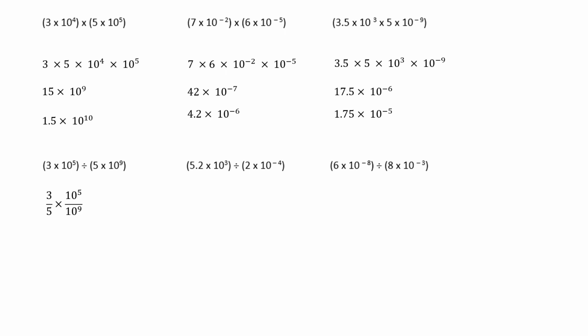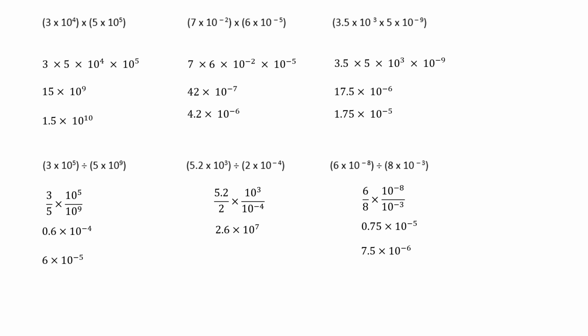We want to divide the numbers and subtract the powers this time. So 3 over 5 is 0.6, 5 minus 9 is minus 4. Again, we need to adjust this, so we're going to make 0.6 bigger, up to 6. We're going to decrease minus 4 down to minus 5, so 6 times 10 to the minus 5. Next one's fairly straightforward. You get 7 because you're doing 3 minus minus 4 on the powers there, so a minus minus is a plus, 3 plus 4 is 7. And then same one, we'll end up with 0.75 times 10 to the minus 5, which will adjust to 7.5 times 10 to the 6.